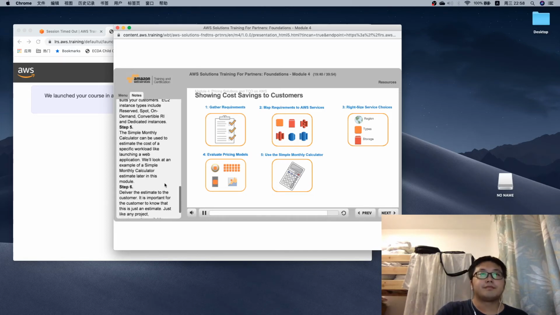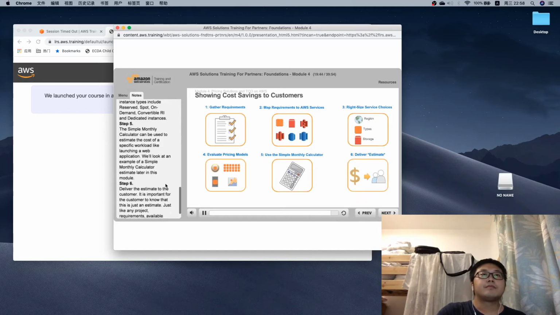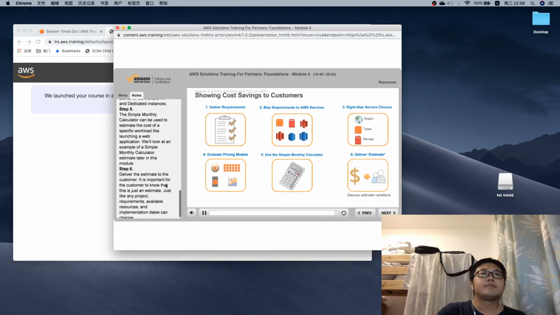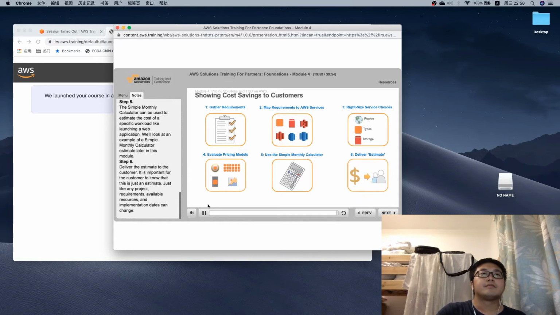Step 6. Deliver the estimate to the customer. It is important for the customer to know that this is just an estimate. Just like any project, requirements, available resources, and implementation dates can change.